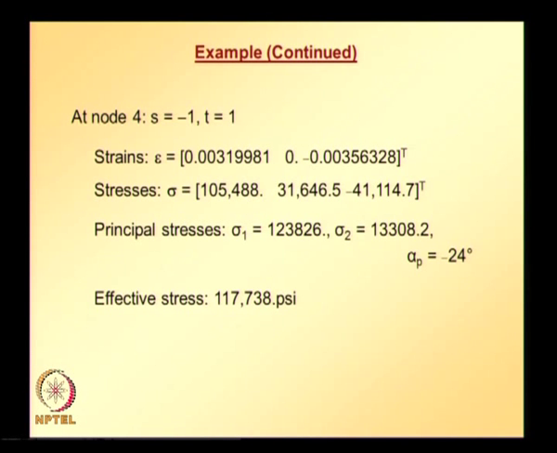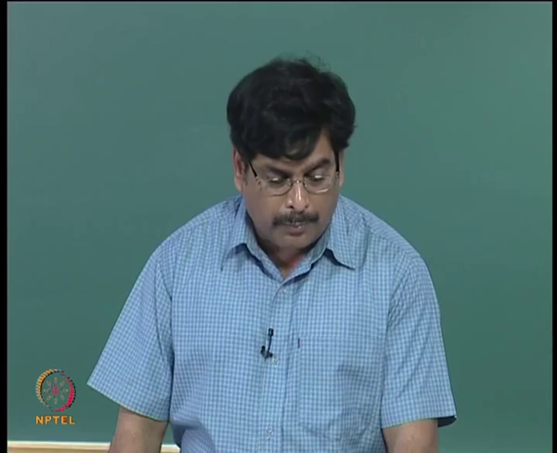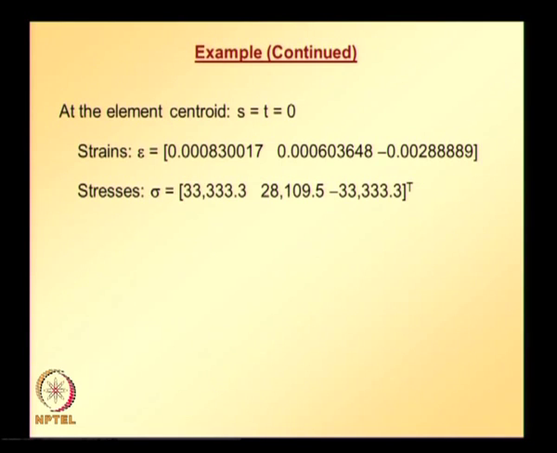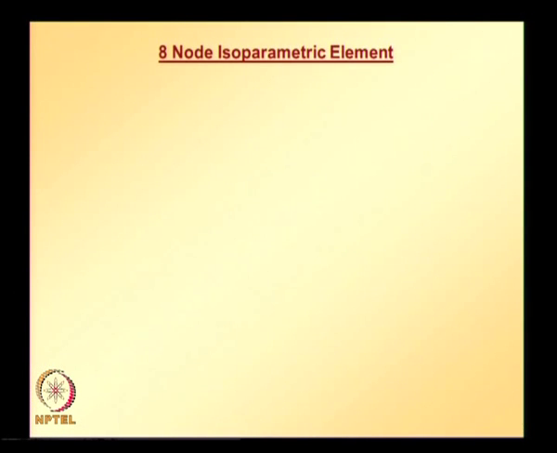And please note that the element centroid corresponds to S is equal to 0, T is equal to 0. So, if somebody is interested in finding the stresses and strains and the corresponding principal stresses and equivalent stress quantities or effective stress quantities at the centroid, we need to perform the calculations by taking S is equal to 0, T is equal to 0. So, strains, stresses and all those details at this point are given.